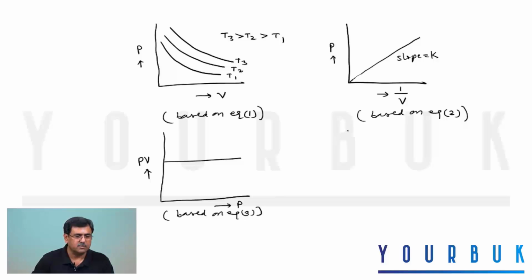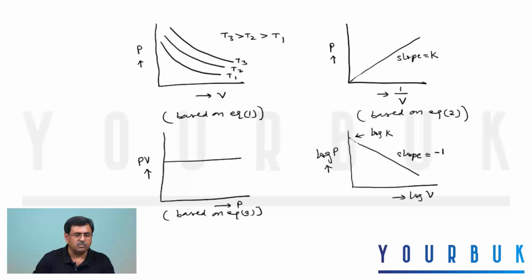Then we have a fourth graph, which is the graph between the log of P on the y-axis and log of V on the x-axis. Now this graph will be a straight line but with a negative slope, and the intercept in this case is equal to log of K, and the slope is equal to minus 1. So this is a graph for equation number 4. These are graphical representations of Boyle's law.